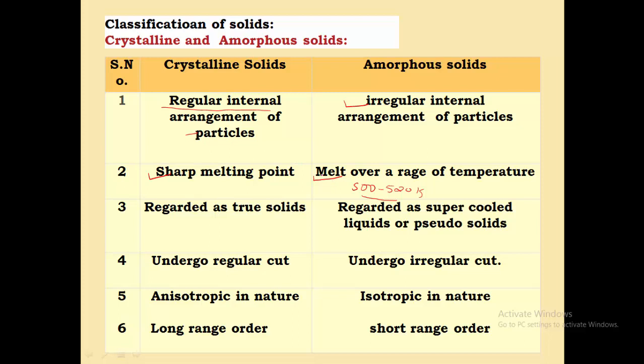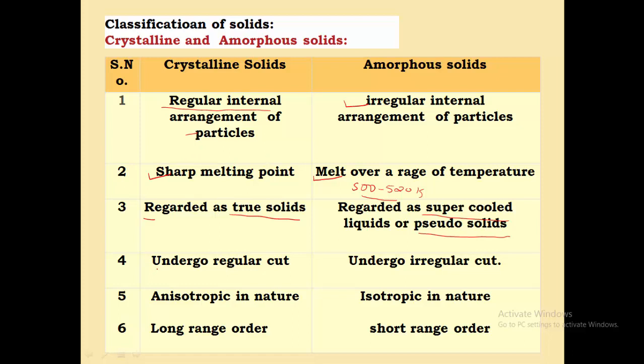Crystalline solids are regarded as true solids, and amorphous solids are regarded as supercooled liquids or pseudo solids. That means amorphous solids show the property of solids, but due to their ability to flow like liquids, they are considered pseudo solids.